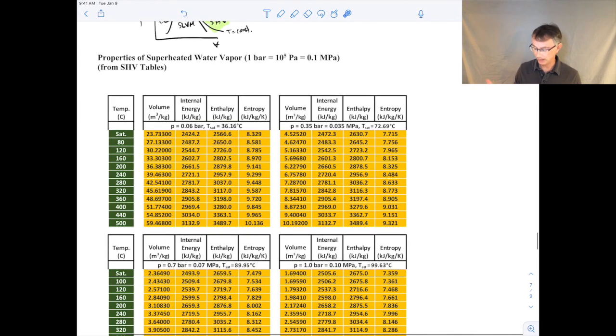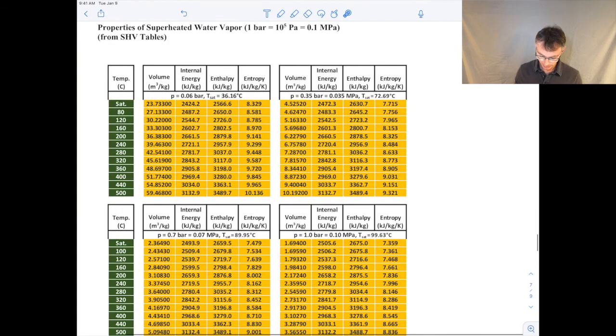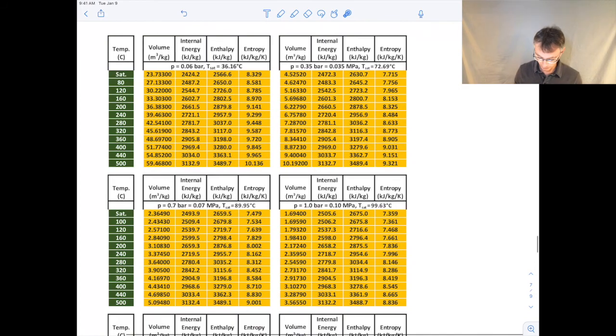Okay, so let me just arbitrarily pick, let's say we're interested in 200 degrees Celsius and a pressure of 1 bar. So what I would do is, first of all, I'd look for 1 bar, here's 1 bar right there, so let me highlight that. So this is the table I want to focus on, this one. And then 200 degrees Celsius, that's right here. So I would come across, and then these would be my properties. Let me box those in. So these would be the properties of interest for those conditions.